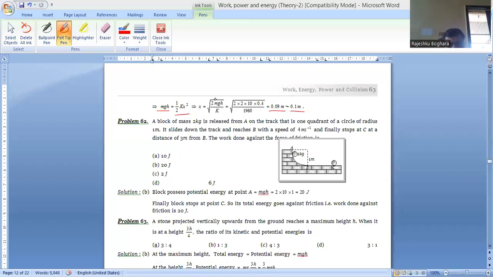Finally, it stops at C, at a distance of 3 meter from B. This distance is given 3 meter. So here BC is equal to 3 meter.